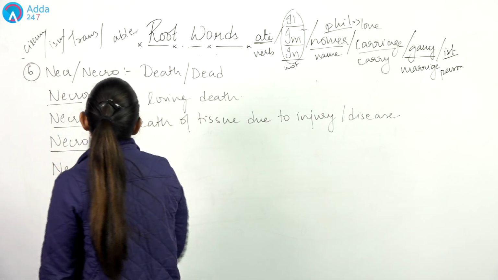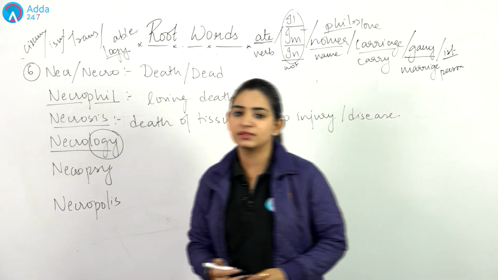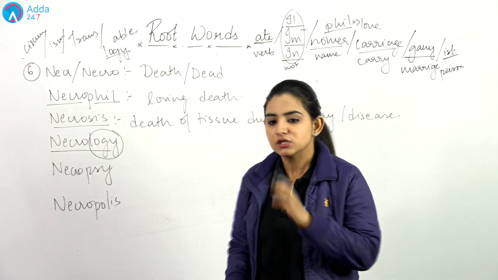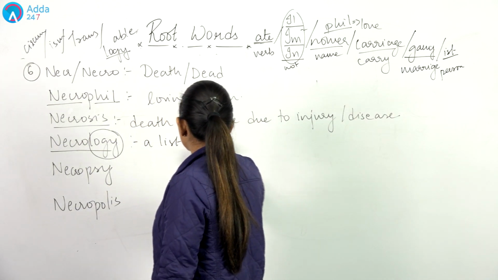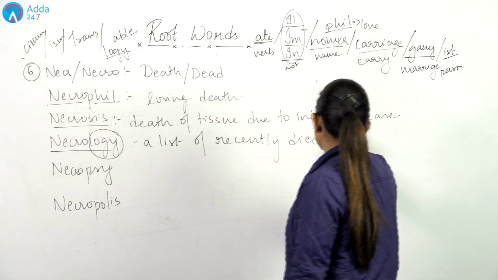Next is necrology. As I have always told you, logy is a word that not only defines science and study, but it also defines the list of something. So today you'll get it. Necrology is actually a list of recently died people.